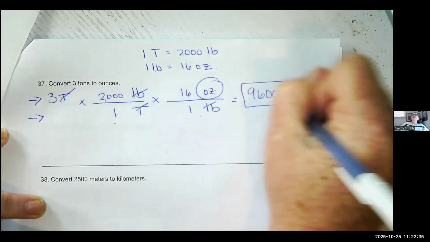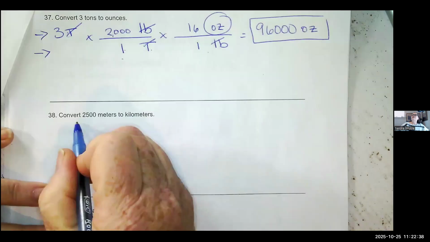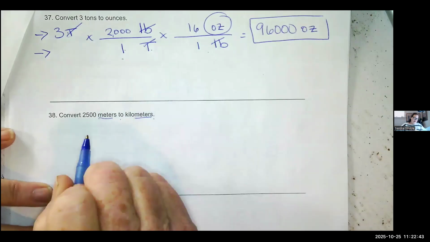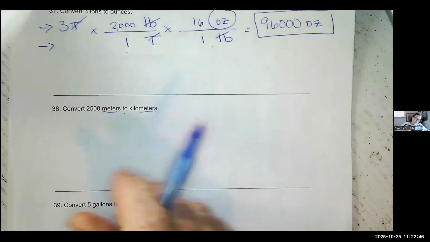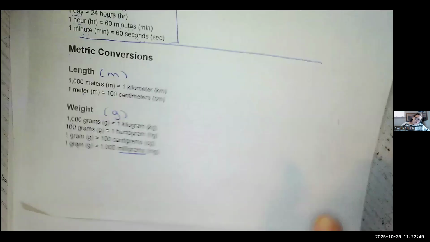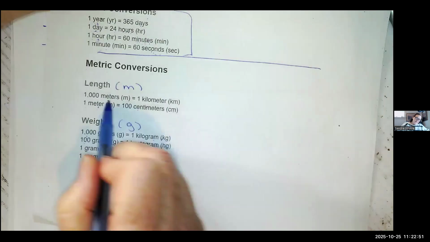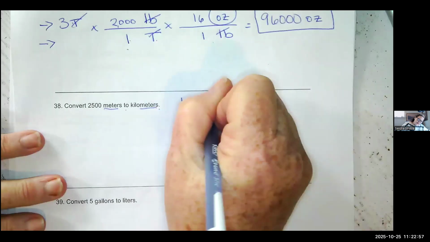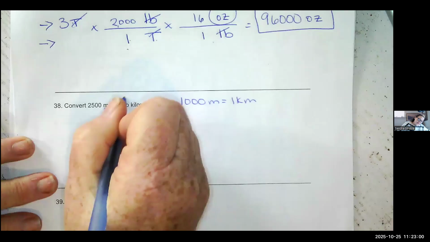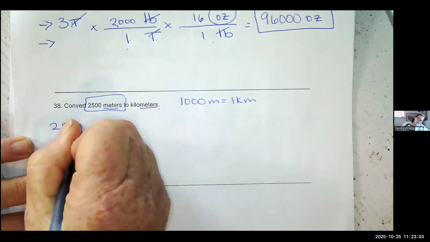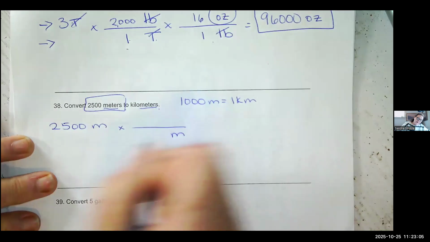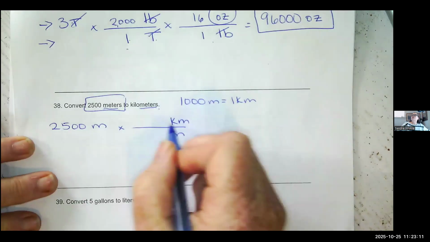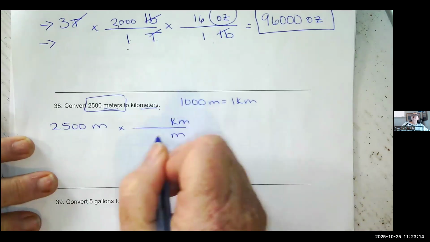Next one is convert 2,500 meters to kilometers. Well, they both have meters in them, so this is both metric. We're staying in the metric family, which is right here, and we're dealing with meters to kilometers. So 1,000 meters is 1 kilometer. Let's start with what we're given, the 2,500 meters. I don't want meters. And since it's a one step, go ahead and put my kilometers up there. All right. Meters are gone, left with kilometers.